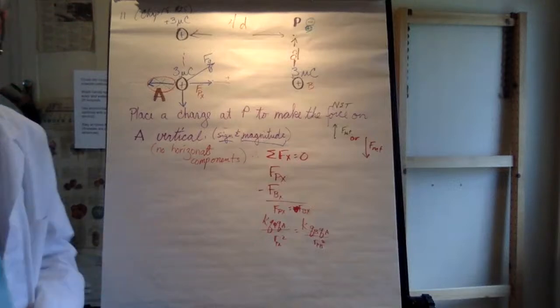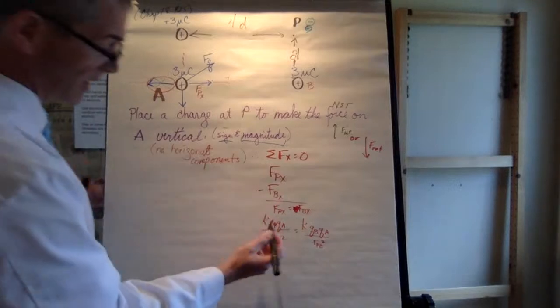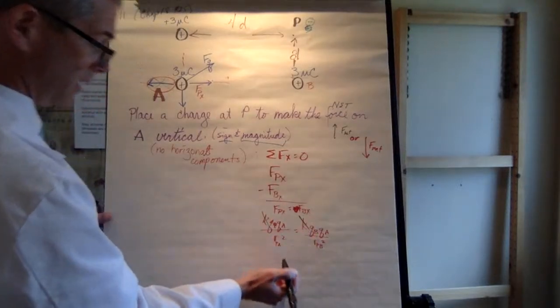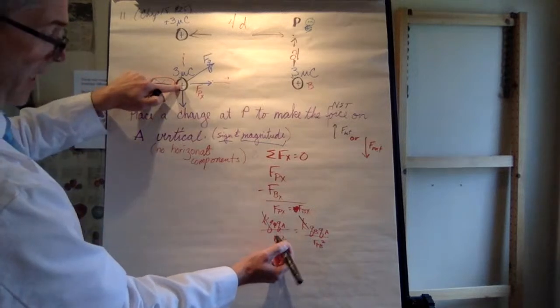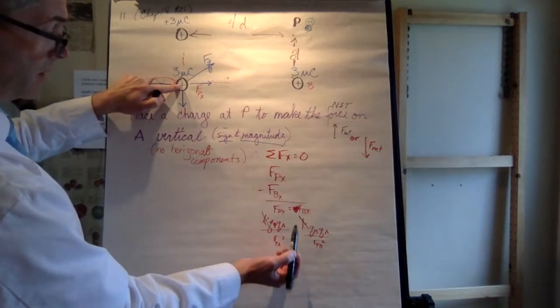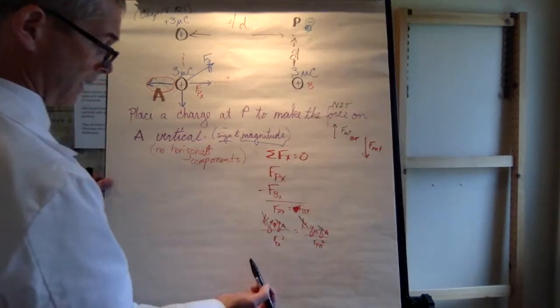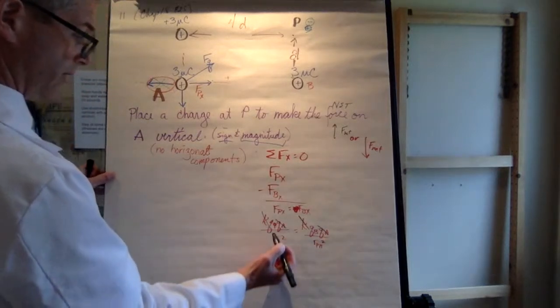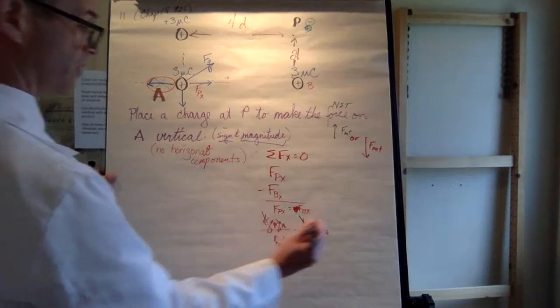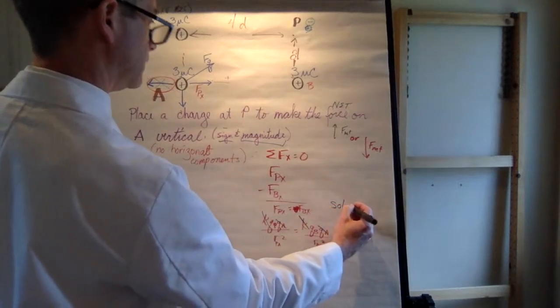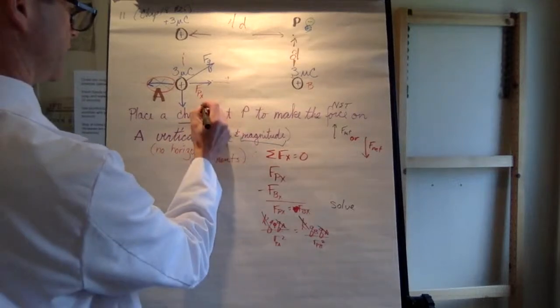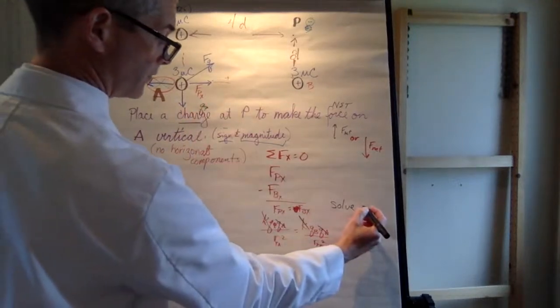So now let's plug that in. K's drop out. Charge of A drops out. Now I'm solving for QP. Place a charge, that's QP. Solve for QP.